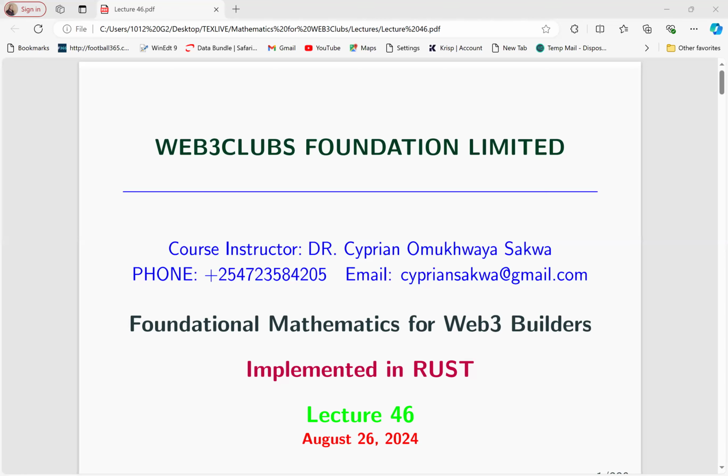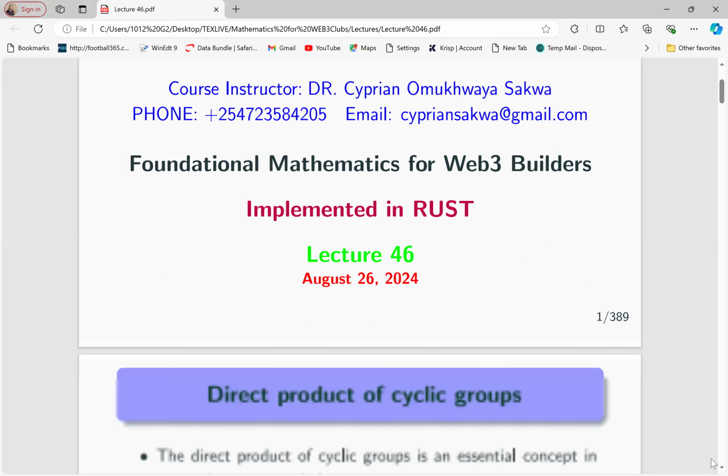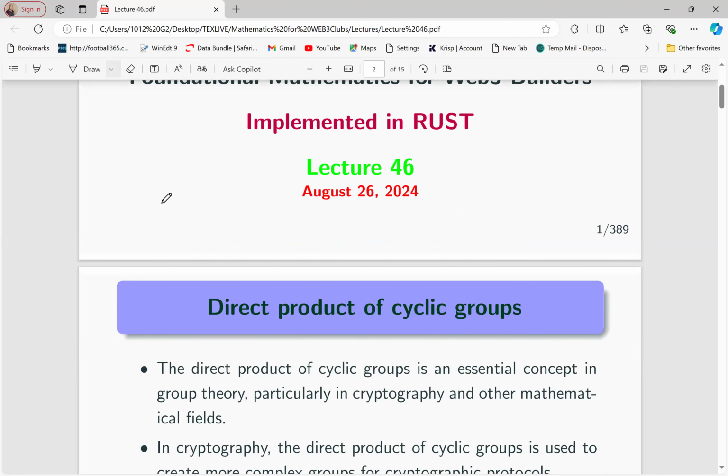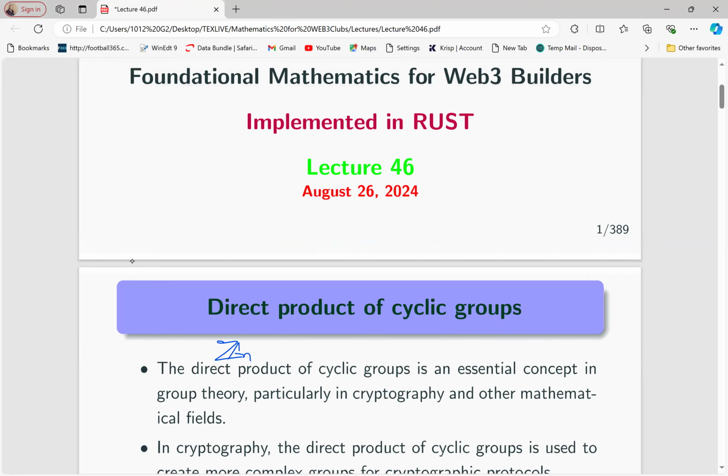I want us to start. We began looking at cyclic groups last Thursday. We looked at how to find generators, especially if you are given an additive group, Z star. We saw how to find generators for this group, and we also saw how to find generators for this multiplicative group. So that is what we went through last Thursday.